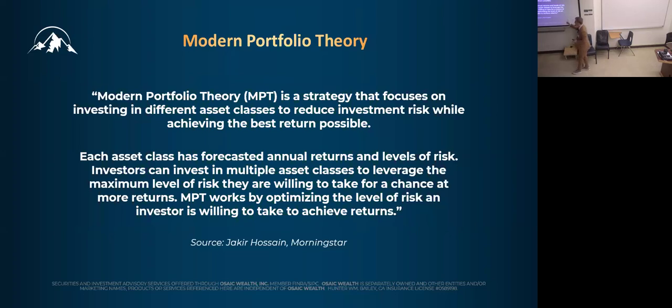Each asset class has forecasted annual returns and levels of risk. You can think of those forecasted annuals as the historical average: what can we reasonably expect into the future? There's a lot of statistical analysis that goes into that. Investors can invest in multiple asset classes to leverage the maximum level of risk they're willing to take for a chance at more returns. Modern portfolio theory works by optimizing the level of risk an investor is willing to take to achieve returns. So again, it's taking that level of risk that you're willing to take and making sure you take it in the right direction, because you can take similar levels of risk and not be compensated for it.